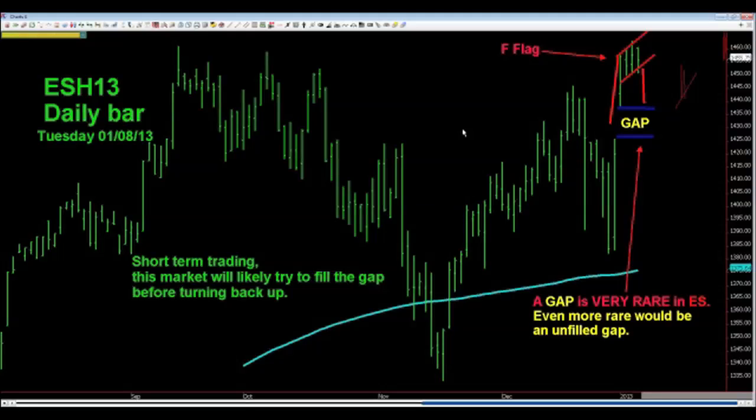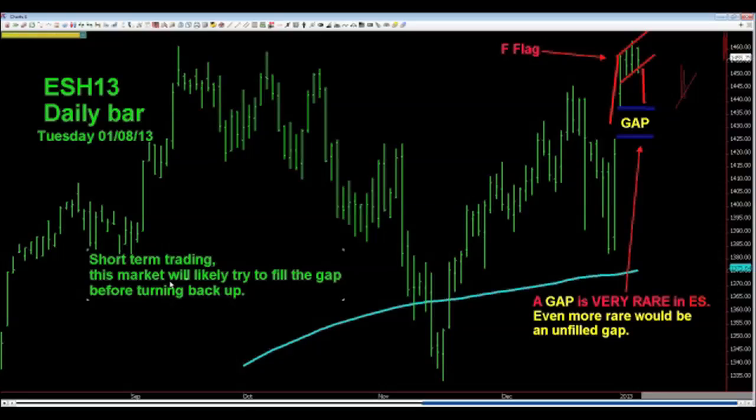Remember to keep your emotions out of trading. One of the best things you can do to help yourselves with that is say this to yourselves every morning, every afternoon, every evening, and you know what that is. Stops are in. Emotions are out.